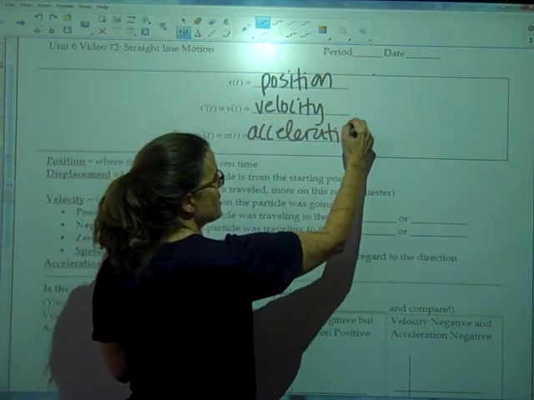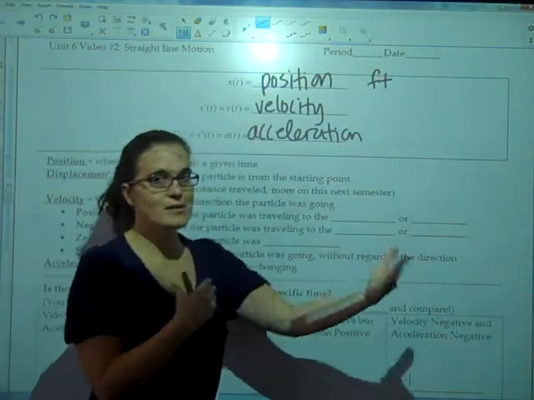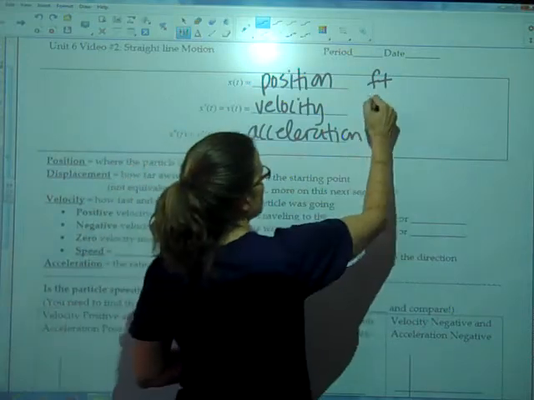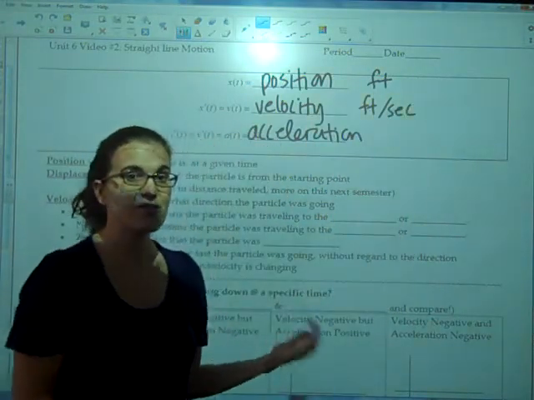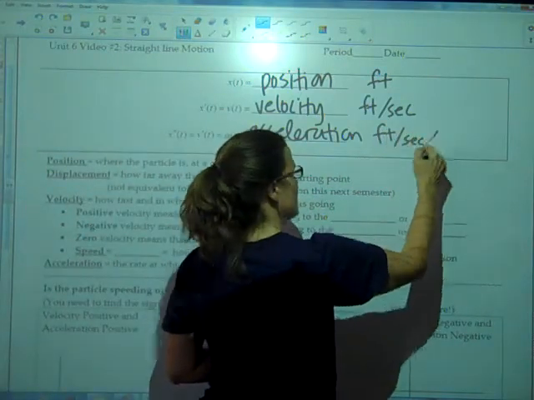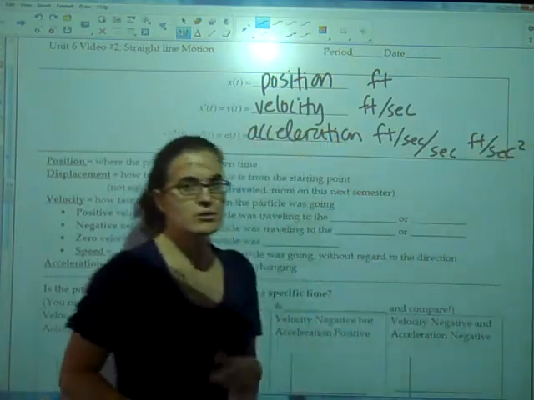Okay, typical units for this would be, let's say I measured the position of something away from its starting point in terms of feet. If we measured that against time, so feet per second, that would be our velocity. And if we analyze feet per second over time, feet per second squared, that would represent our acceleration.